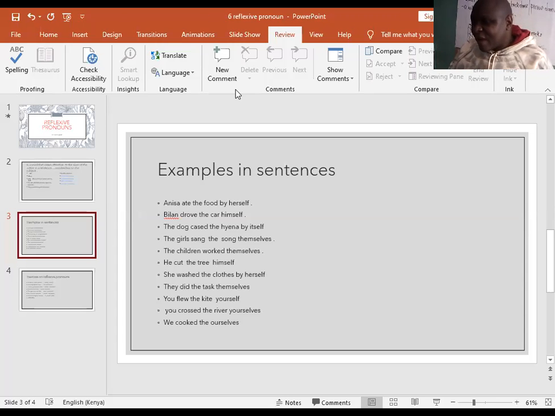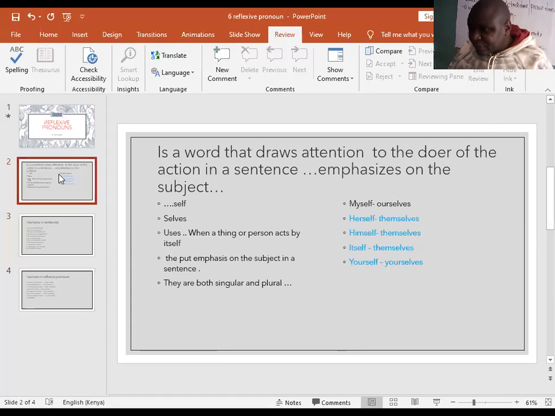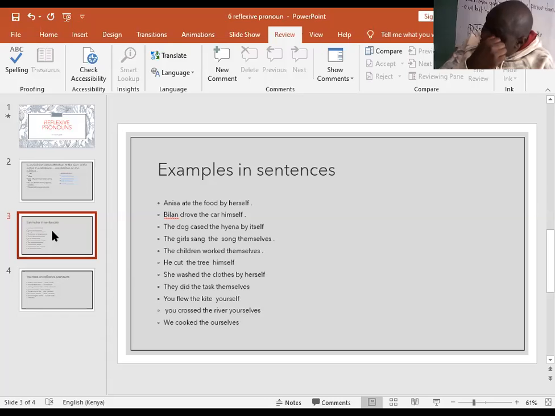Then back to what we have here. This is what we have. Examples in sentences. How do we use these reflexive pronouns in sentences? Anissa ate the food by herself.